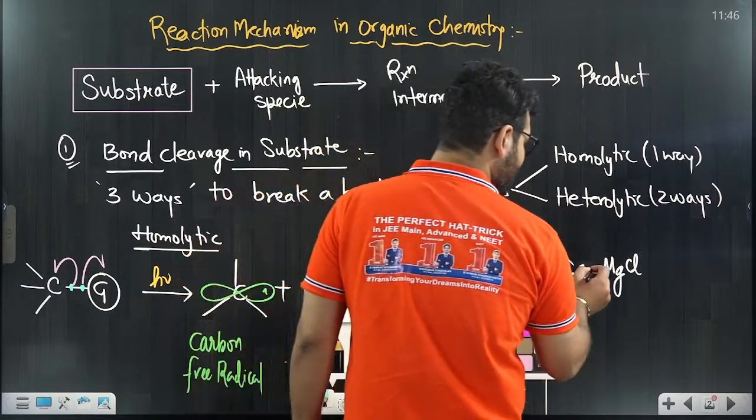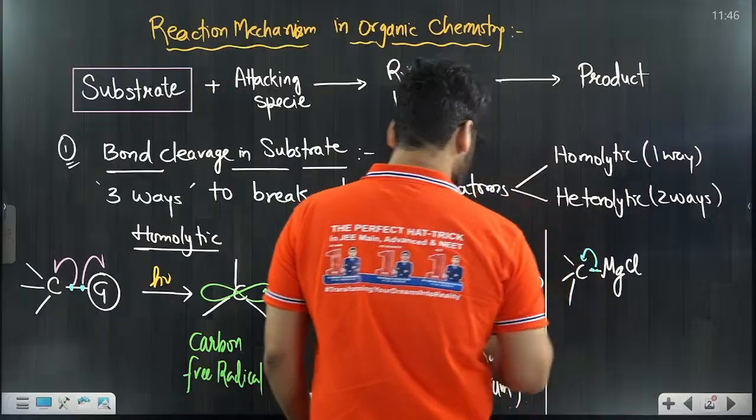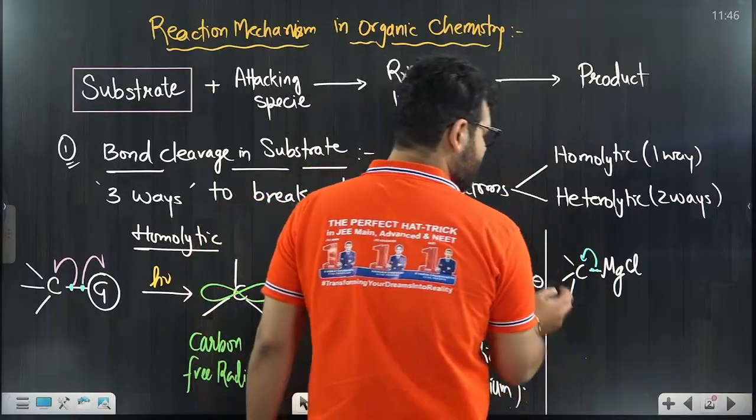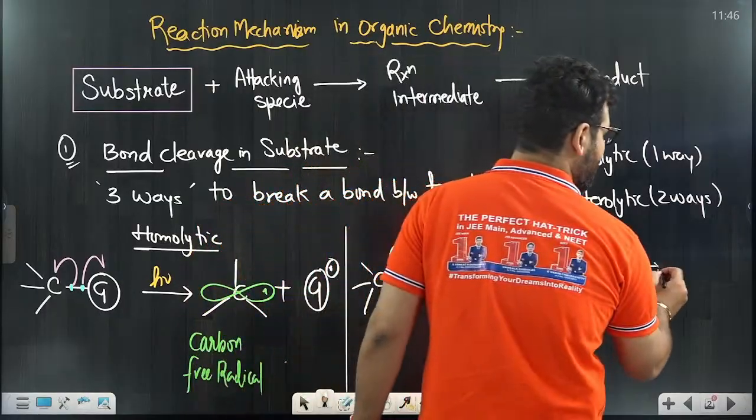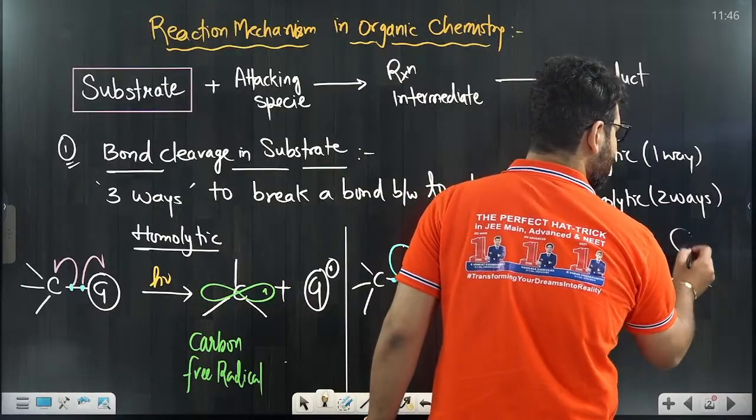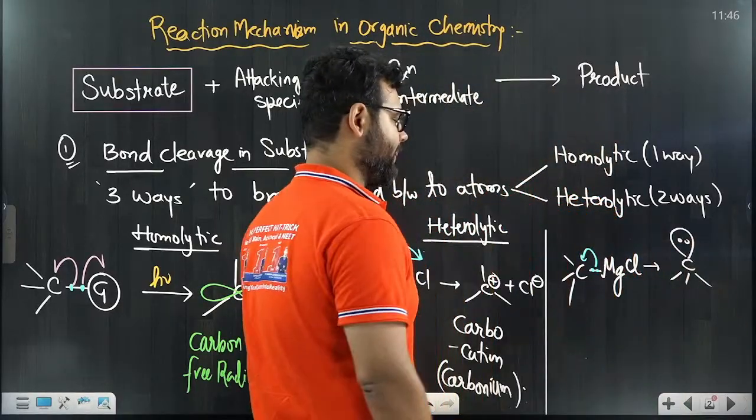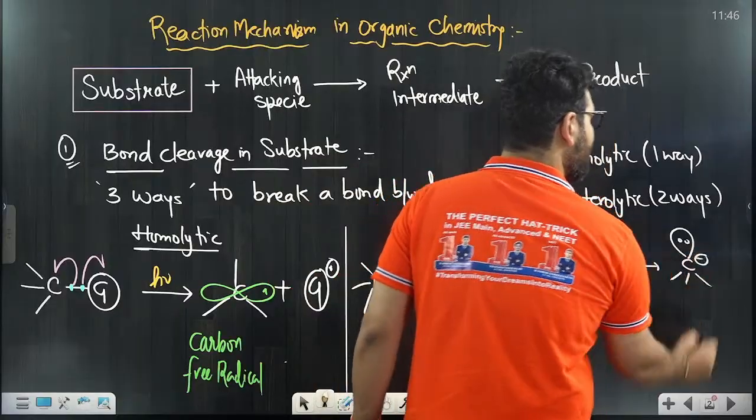Carbon will say, I will take both the electrons. So carbon will get a lone pair: 3 sigma bonds and a lone pair. Carbon will become sp3 hybridized, so it will be pyramidal in shape.